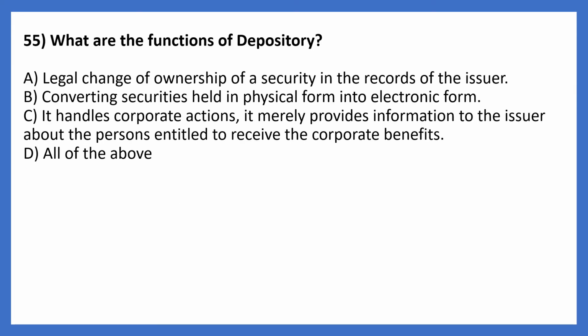What are the functions of depository? Option A, legal change of ownership of a security in the records of the issuer. Option B, converting securities held in physical form into electronic form. Option C, it handles corporate actions. It merely provides information to the issuer about the persons entitled to receive the corporate benefits. And option D, all of the above. The correct answer is option D, all of the above.